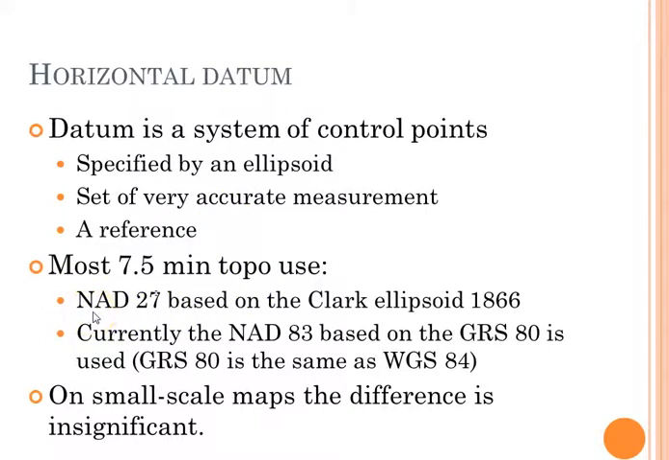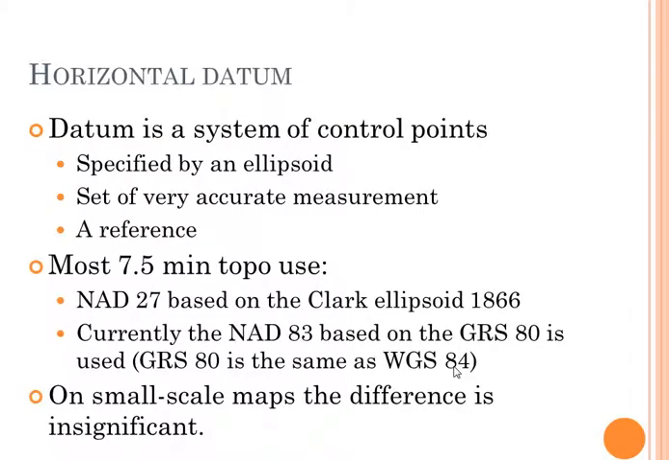NAD27 means North American Datum 1927, and that was based on this Clark ellipsoid in 1866. So that's how that grid system was developed, based on these older data. Now, currently you'll see NAD83, which is North American Datum 83, and it's based on the 1980 ellipsoid or the WGS 84 ellipsoid. So all of that information can show up on maps.